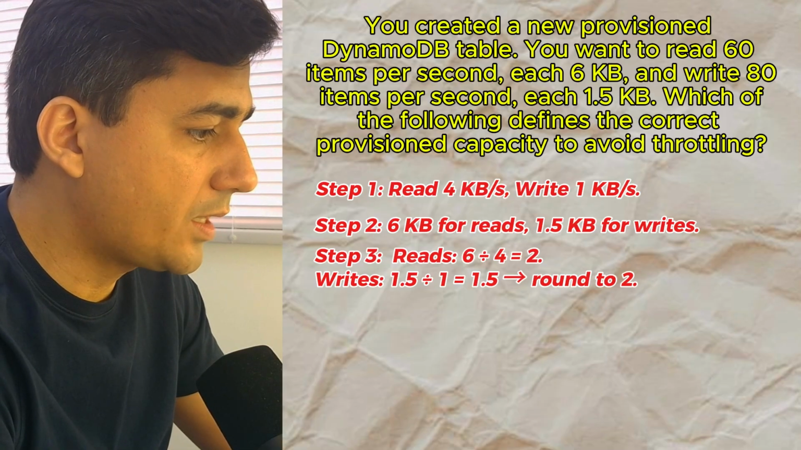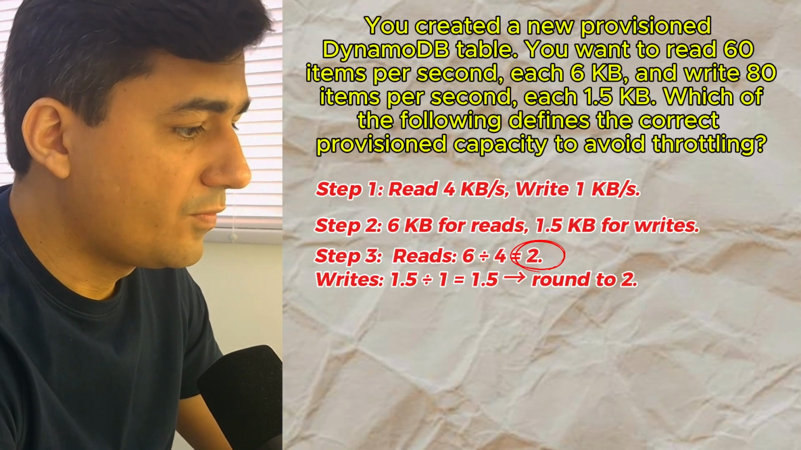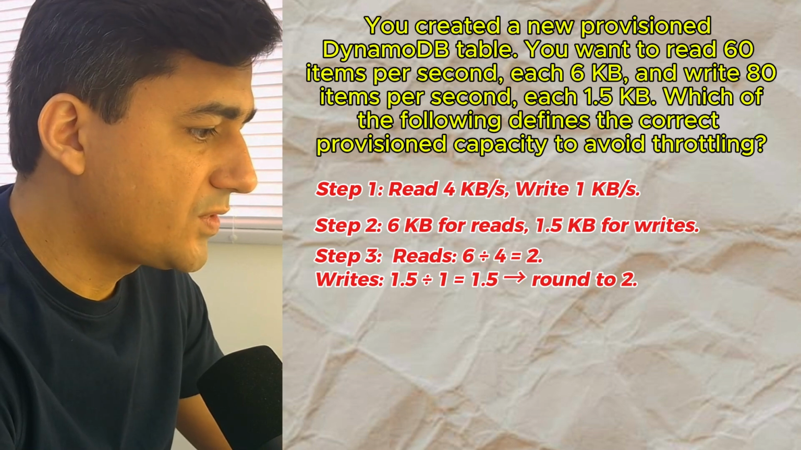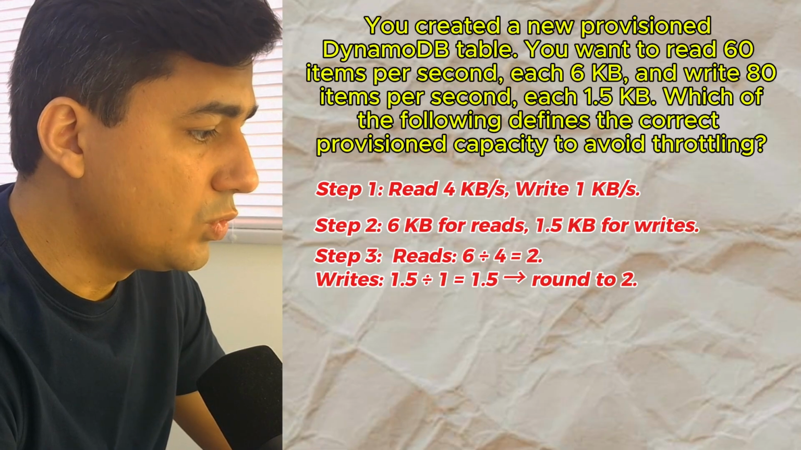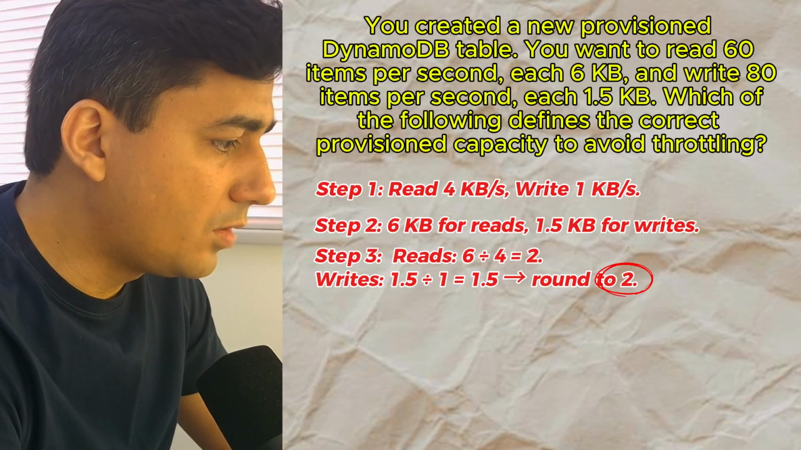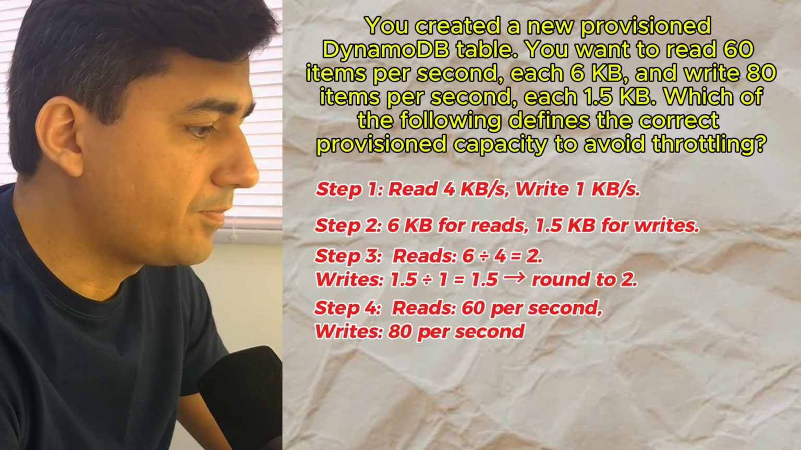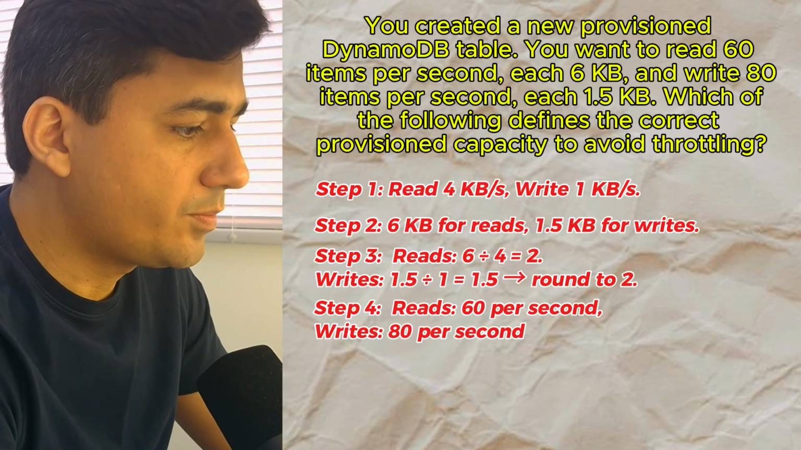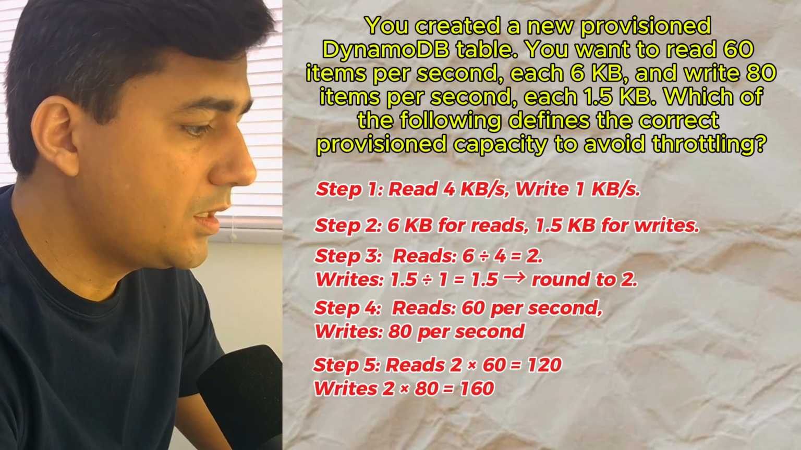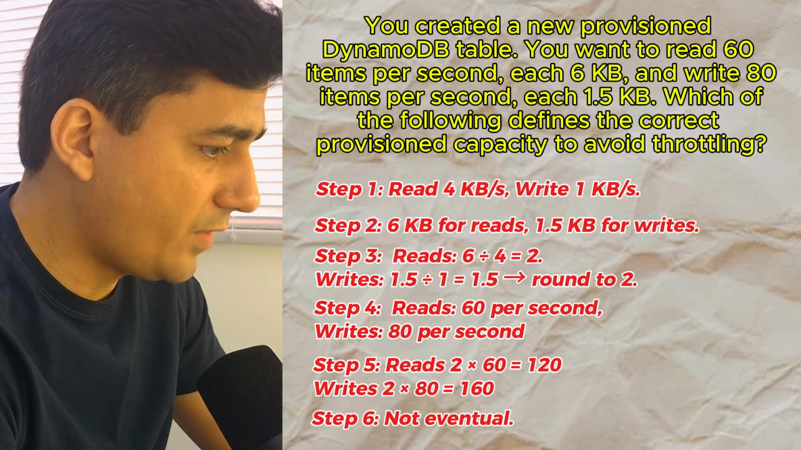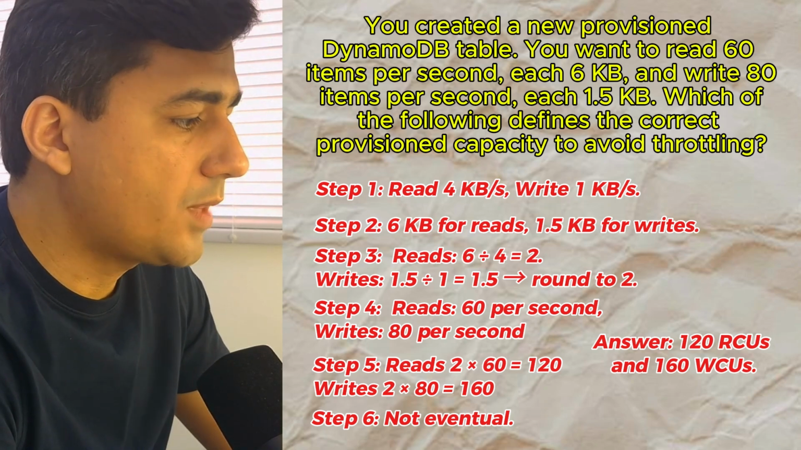Step 3, units required. Reads, 6 divided by 4 equals 1.5, round to 2. We need 2 units of 4 kilobytes to handle the demand of 6 kilobytes. Writes, 1.5 divided by 1 equals 1.5, round to 2. We need 2 units of 1 kilobyte to handle the demand of 1.5 kilobytes. Step 4, demand time, reads 60 per second, writes 80 per second. Step 5, reads 2 times 60 equals 120, writes 2 times 80 equals 160. Step 6, not eventual. Answer, 120 RCUs and 160 WCUs to handle this demand.